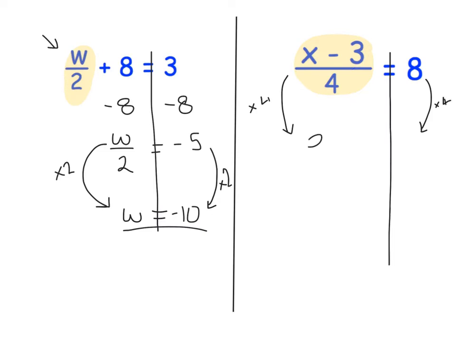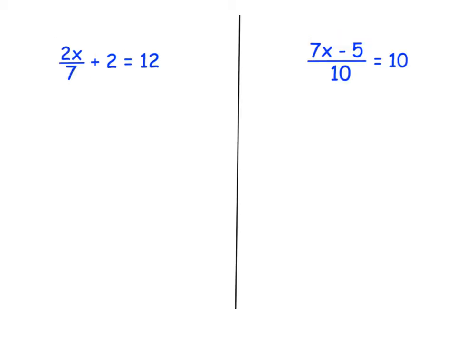So I've got X take away 3, and 8 times 4 is 32. And then now I've got X take away 3. I want X, so I need to get rid of that take away 3 by doing the opposite and adding 3 to both sides. So X is 35. So you're doing things in a different order with each of those equations. Let's have a look at two slightly harder ones.